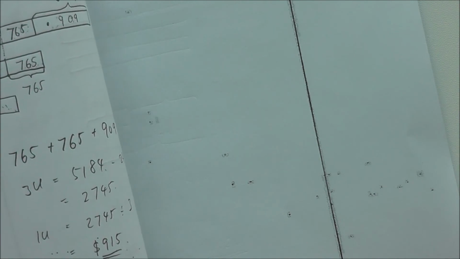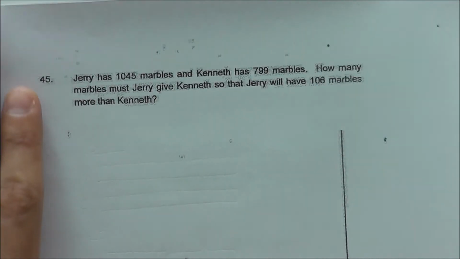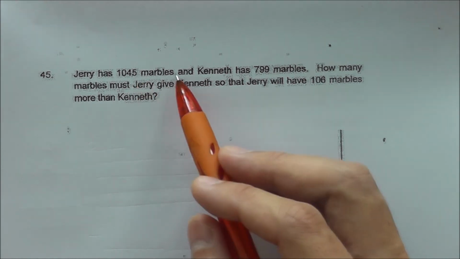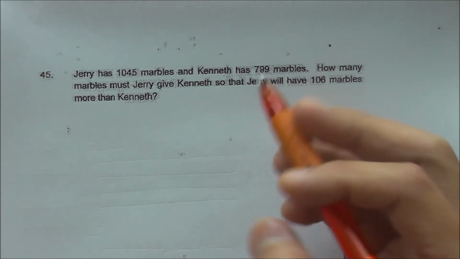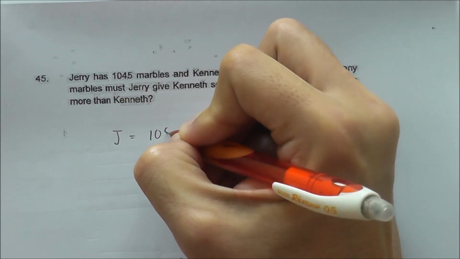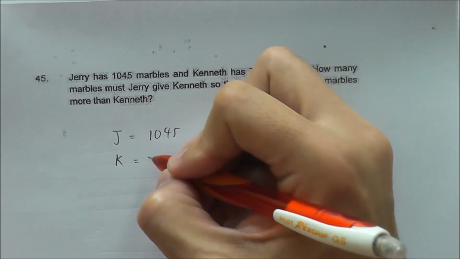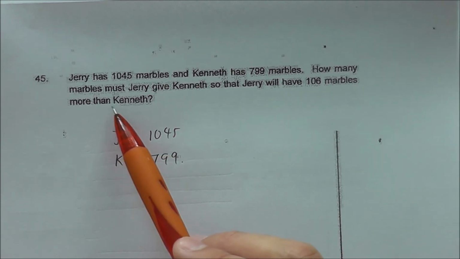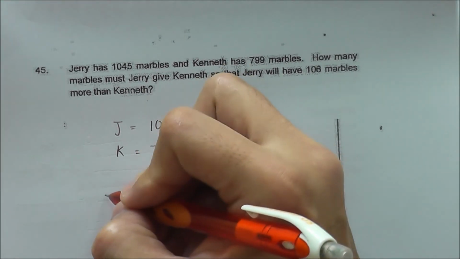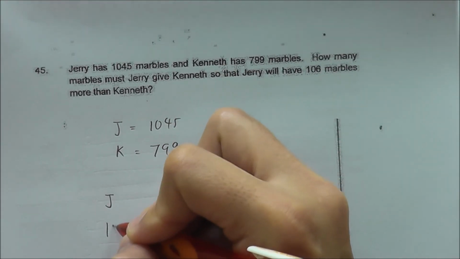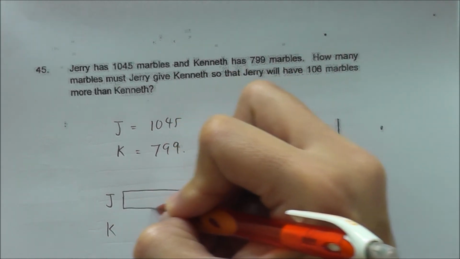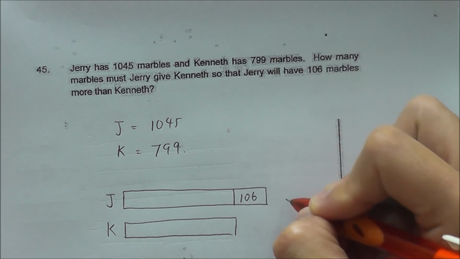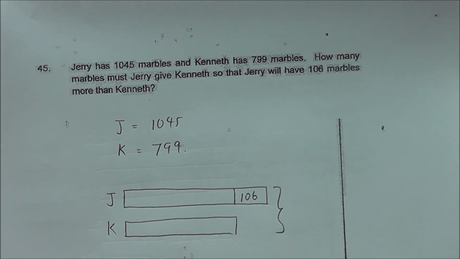So if we were to look at question 45, Jerry has 1045 marbles and Kenneth has 799 marbles. So I can just write it down like that. And at the end we know that Jerry will have 106 marbles more than Kenneth. So isn't it something like question 41, Jerry and Kenneth? Jerry will have slightly more than Kenneth. And how much more? It is 106. And you will be able to find the total of the two of them.